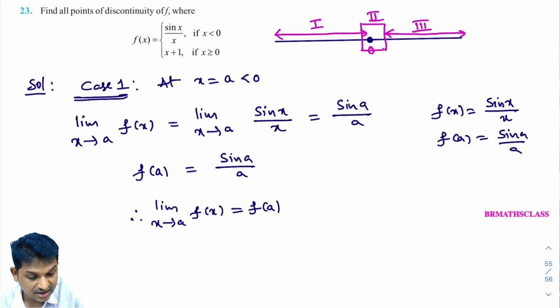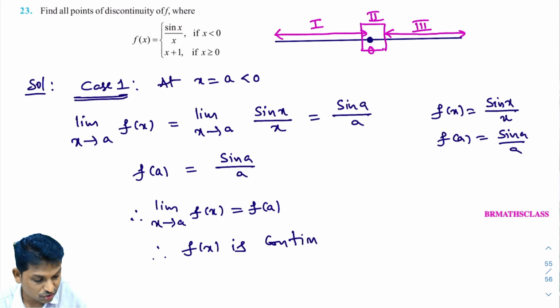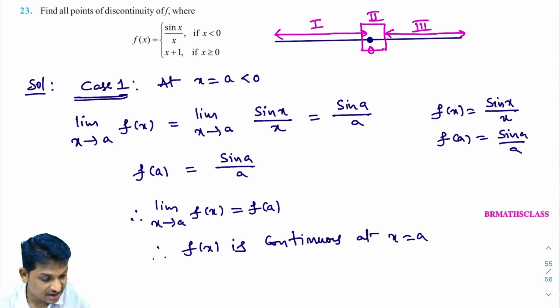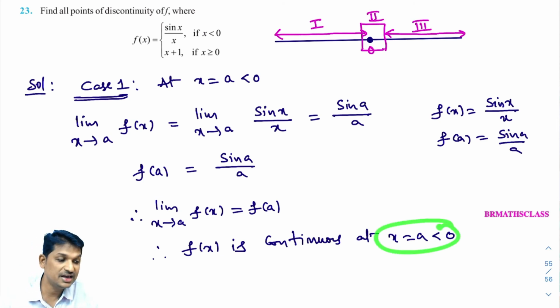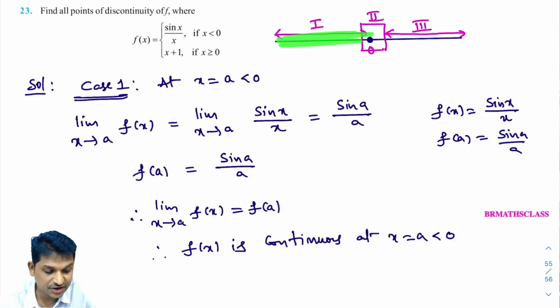From this, what can you say? Therefore, you can say that f of x is continuous at x equal to a. What is a here? In this case, a is less than 0. I checked the continuity of the given function in this zone, and I got that it is continuous.